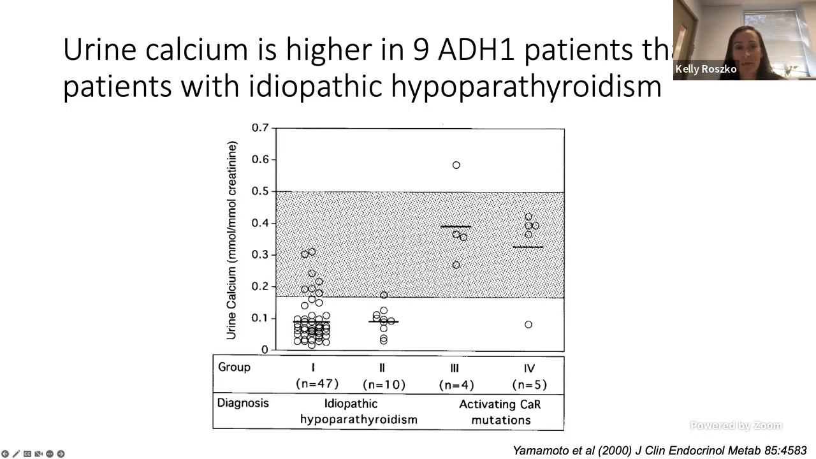However, these next two groups here, 3 and 4, are 9 patients with ADH1. And you can see that their urinary calcium values tend to be in the upper part of normal or even frankly high. Importantly, these values were measured before patients were even started on treatment. So their blood calcium levels are still in that low range with hypocalcemia and hypoparathyroidism, but their urine values are quite inappropriately elevated. And that's, as we said, because of that calcium sensing receptor working in the kidney.